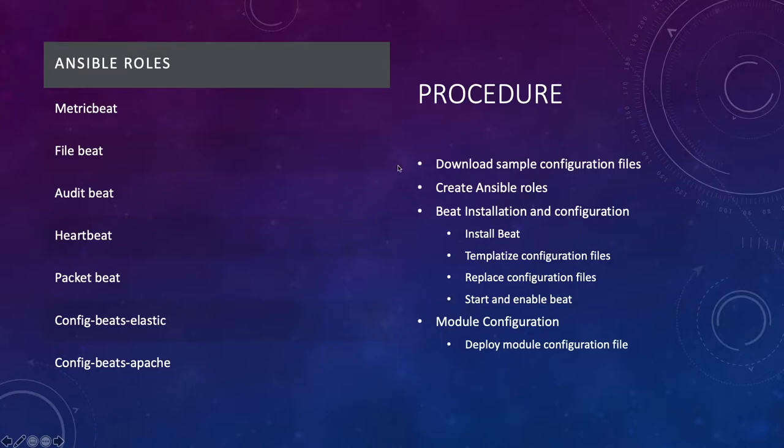Now the procedure is, first we'll download sample configuration files from our existing ELK instance that's deployed manually on GCP. Then we'll create each of these Ansible roles. For beats installation and configuration, first inside the Ansible role in the tasks, we'll install the beat. Then we'll templatize the configuration file. Then we'll replace the configuration file on the server. And finally, we'll start and enable the beat. Now for module configuration, which is these two roles, we'll deploy the module configuration file onto the target machine using Ansible. Now let's move on to our lab system.